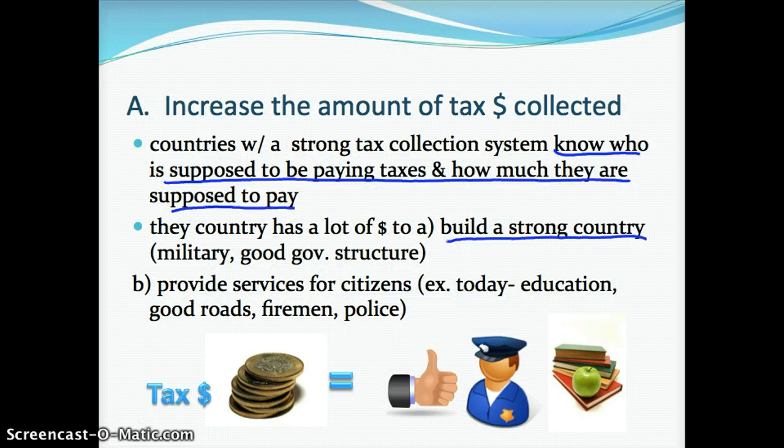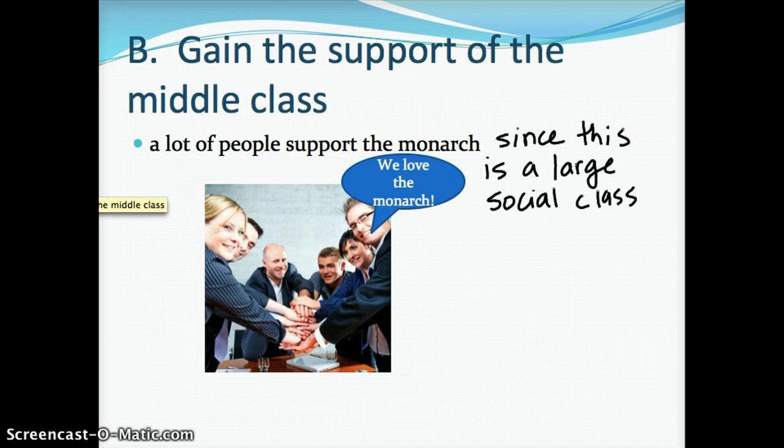At any point in the video, if you need to pause it to write down what you need, that's what you should do. So another action taken by some monarchs in chapter 8 section 1 was gaining the support of the middle class. Well, they did things that earned them the support of the middle class. This is good because a lot of people support the monarch. Since this is a large social class, you want the middle class to be on your side. This is going to help you out.